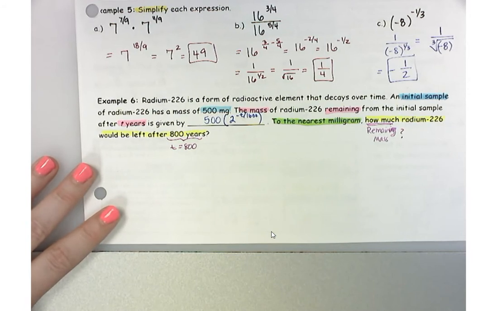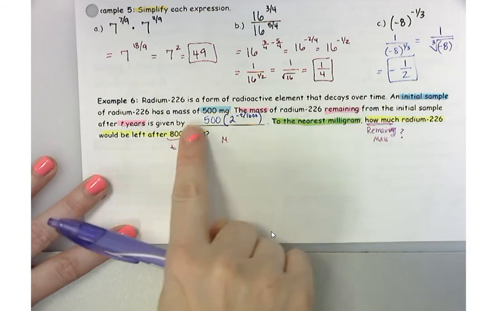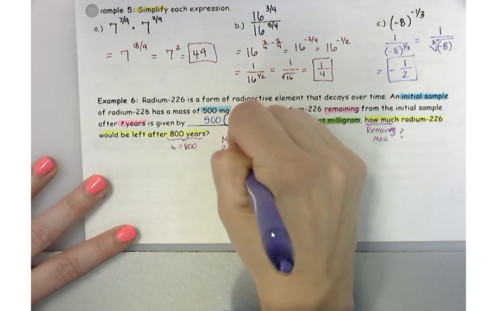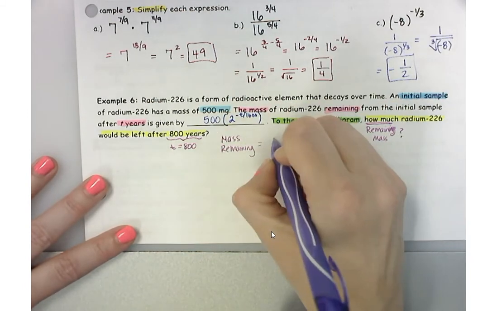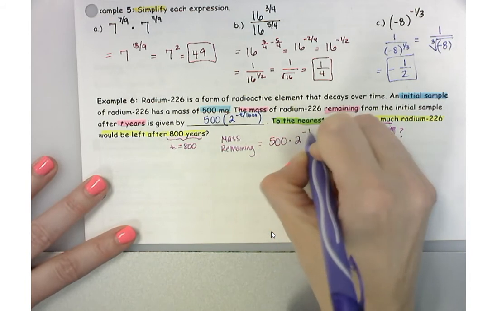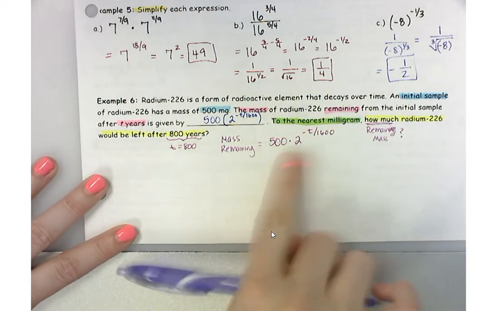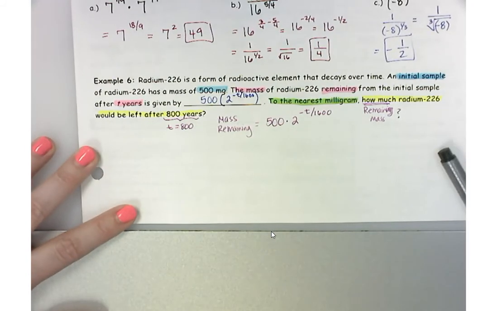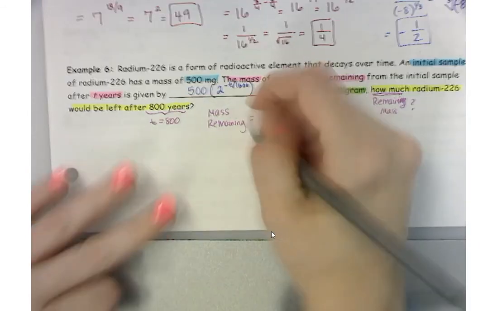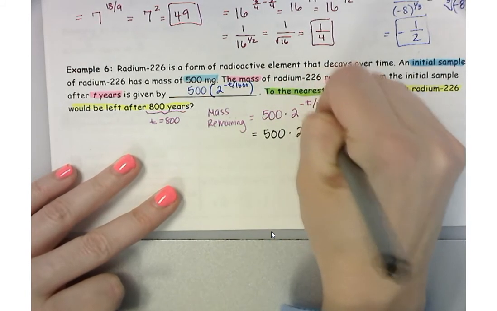So now I'm going to plug in my T value, which was 800. And 800 over 1600 is going to reduce to? Yep. Okay, which we know from our last example is the same thing as 1 over 2 to the 1/2, or anytime it's to the 1/2 power, it's the square root of 2.